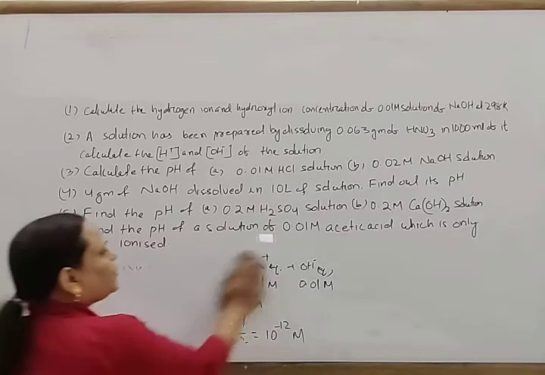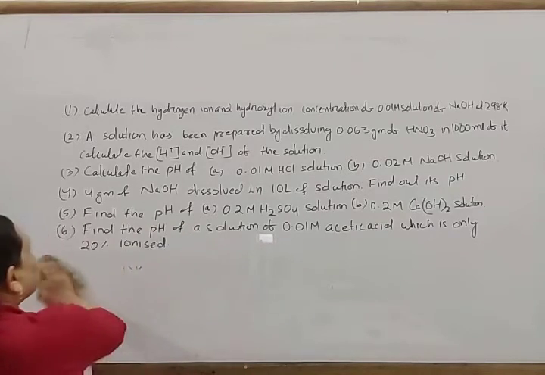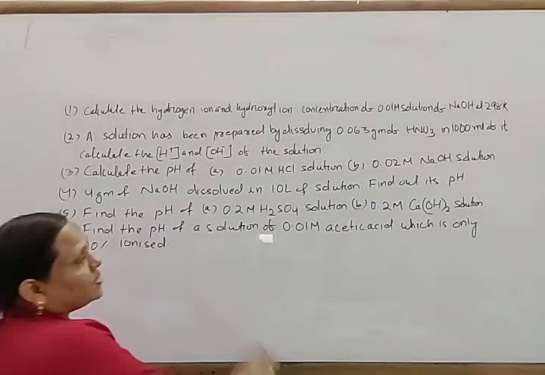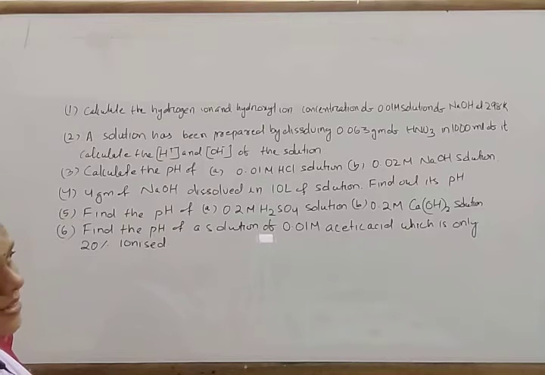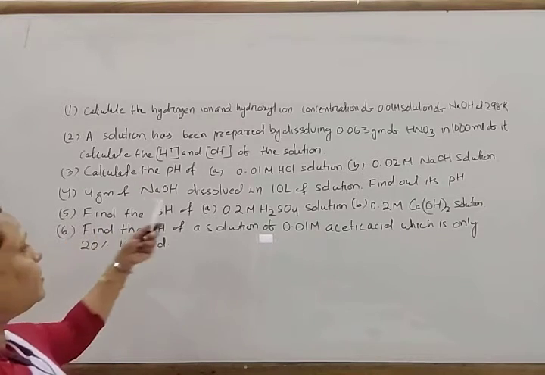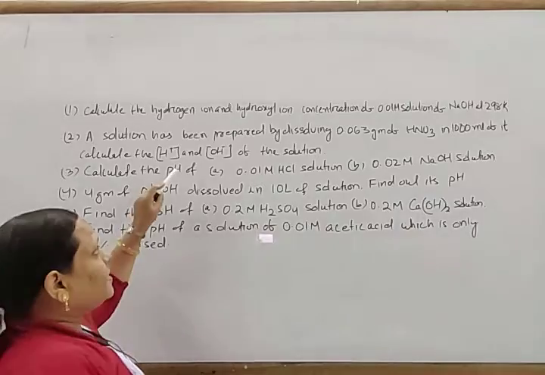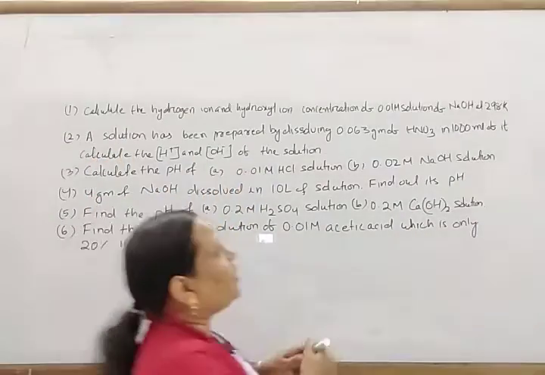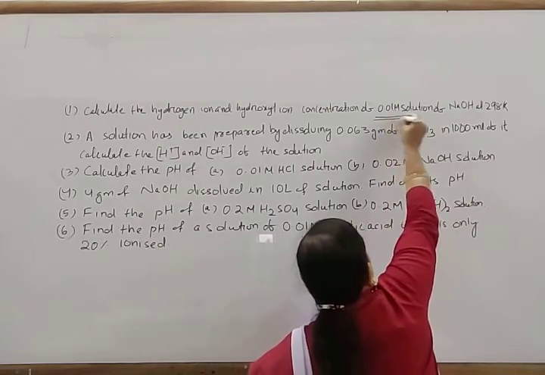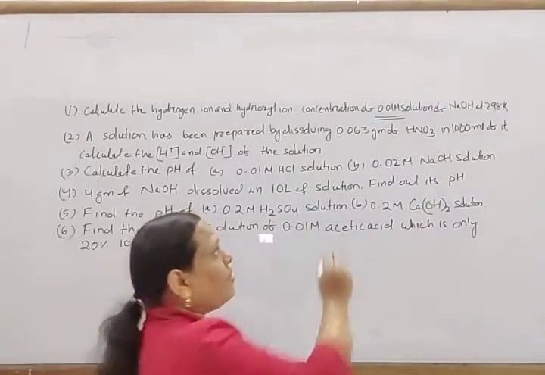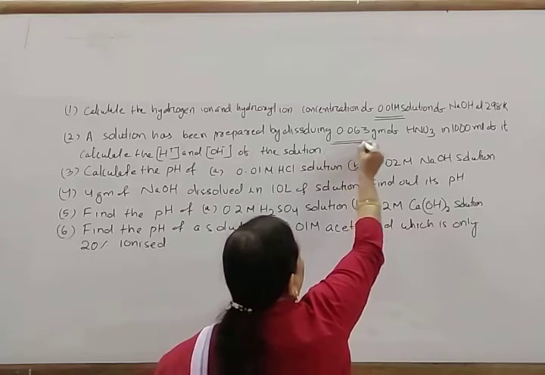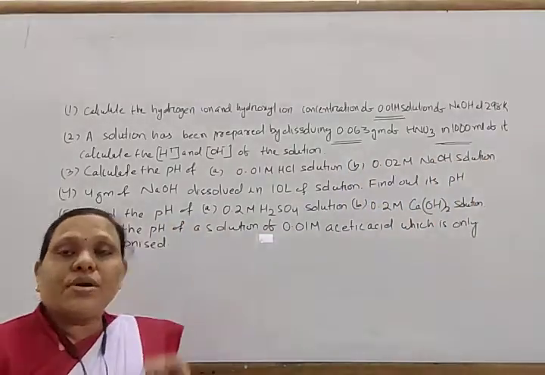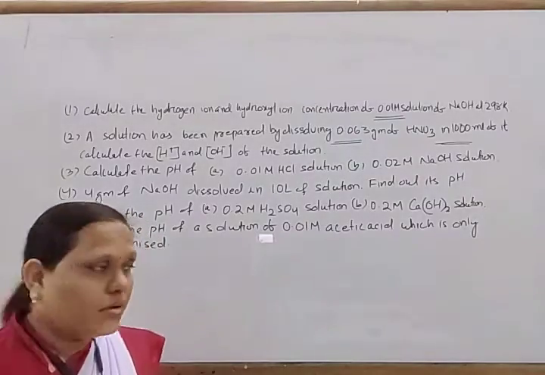In question number 2, it is given that a solution has been prepared by dissolving 0.063 grams of nitric acid in 1000 ml of solution. Calculate the H+ ion and OH- concentration of the solution. Look, in question number 1 the concentration of the solution was already given, but in question number 2 the weight and the volume of the solution are given. For that, first you have to find out the molarity of the solution.